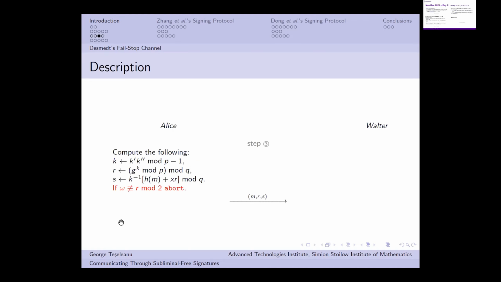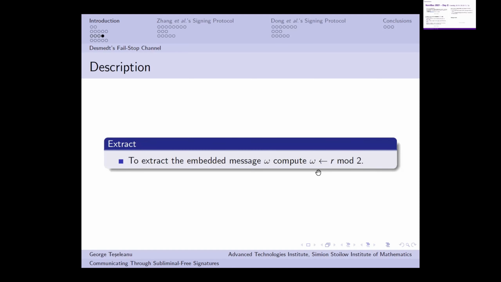And here is the actual protocol. After Alice finishes computing the signature, if R modulo 2 is not equal to the encrypted bit, then she aborts. That's all. If the protocol is successful, R is public, so Bob can simply extract W by computing R modulo 2.